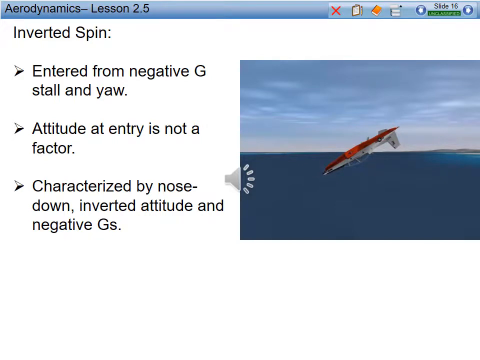Inverted spin entered from negative G stall with a yaw introduced. Attitude entry is once again not a factor and characterized by nose down inverted attitude with some negative G's. You're going to be hanging in your harness.